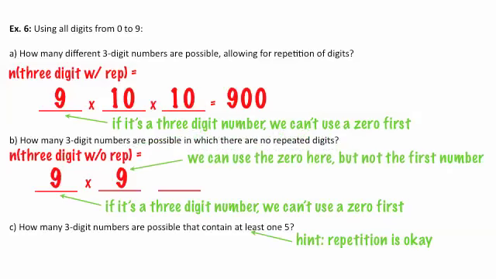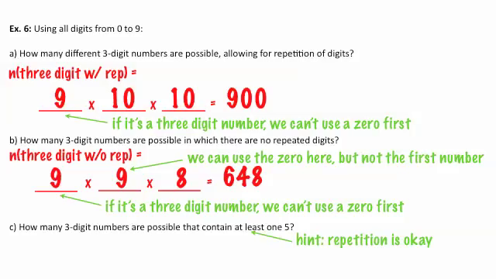And of course, we can draw this and say we can use a 0 in that spot, but we can't use the number that we used in the first place because we're not allowed to repeat. So we've got 9 options. And in the last spot, now we can't use the number that we used first and we can't use the number that we used second, so we have 8. The total here is 648 3-digit numbers where we don't have repetition.